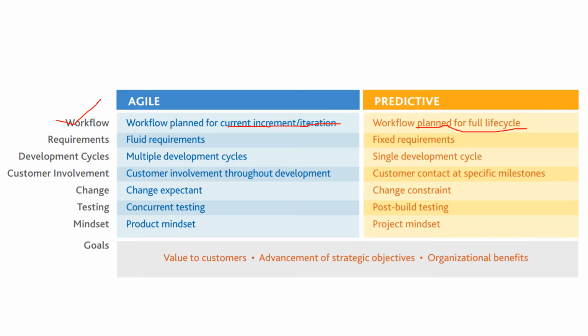Let's talk about requirements. So the requirements are fluid when it comes to agile, right? The requirements may change, may come at different points in time. But when we talk about predictive or the traditional waterfall model, the requirements are fixed. We prepare the requirements document in the beginning of the project during the planning phase, and those requirements are fixed. We don't expect many changes in it. And in fact, if there is a change, there's a separate change management that needs to be followed.